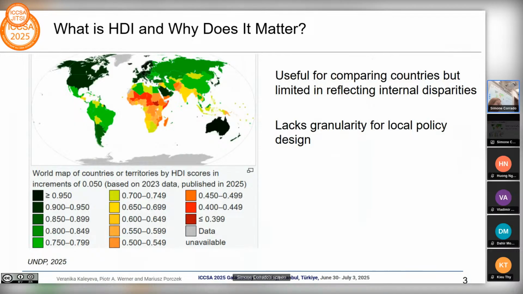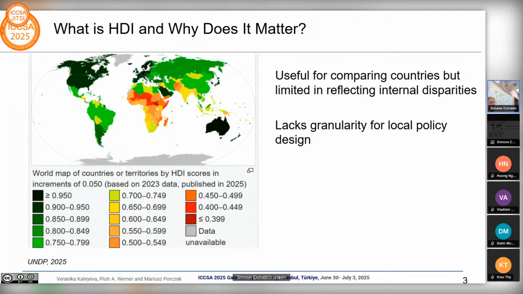And by this visualization, we can guess that it's a rather valuable tool for comparing development levels across countries and tracking progress over time. It's widely used to compare development between countries, helping policymakers assess global inequalities. However, the Human Development Index is not designed to reflect disparities within countries or to capture local development dynamics.